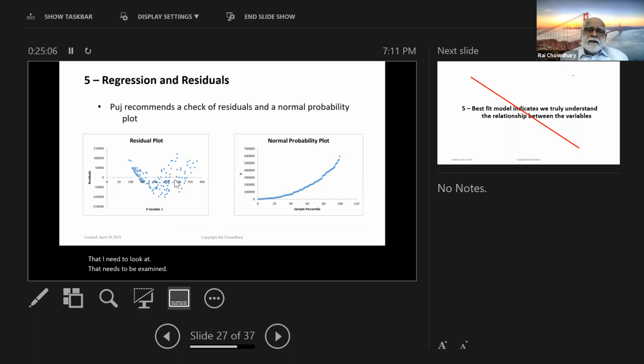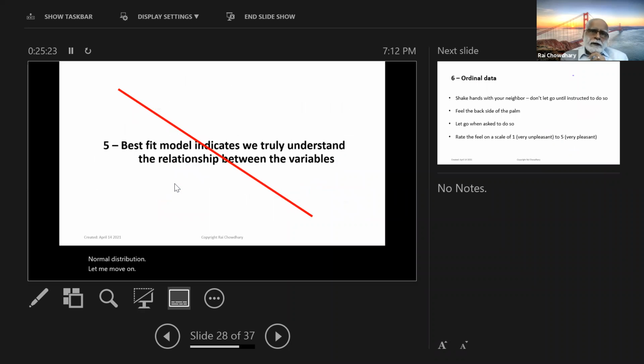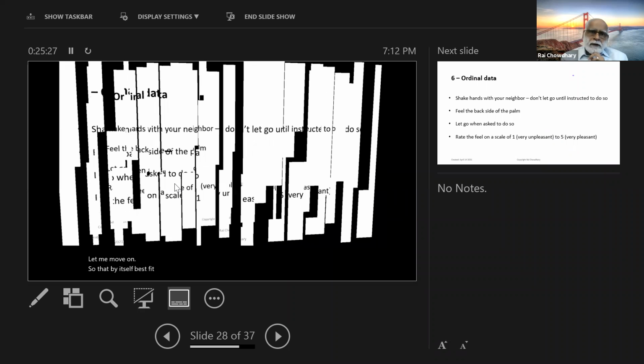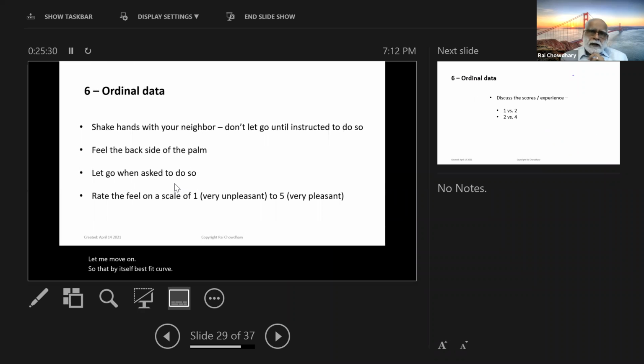If your data set is clean and you really got that key variable captured in the R squared and the equation, then your residuals will exhibit normal distribution. Let me move on. So that by itself, best fit curve and model doesn't do justice. Let me put it that way.